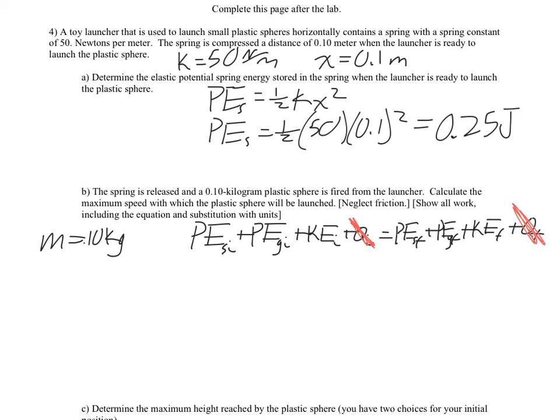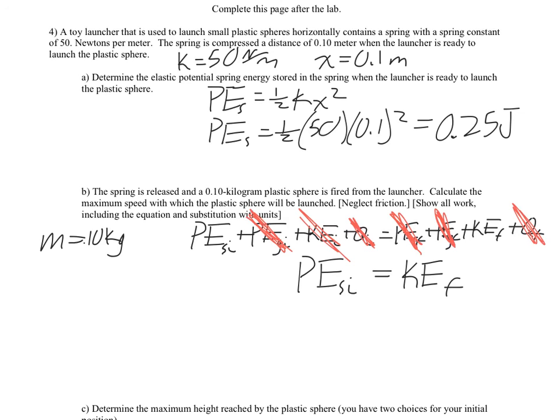Initially, we'll make our initial position height zero, so our initial gravitational potential energy is zero, and since it starts at rest, our kinetic energy initial is zero. After the launcher has fired, the spring has completely decompressed, so there's no more elastic potential energy. There's also no change in gravitational potential energy, because there's no change in height. We're looking at the instant it leaves the cannon, and it's fired horizontally, so there's no change in height at all. So what we're left with is that our potential energy in the spring initial is equal to our kinetic energy final. You can skip to this step right away if you can figure that out on your own, but it's nice to reason it out and make sure you understand why all of those things go away.